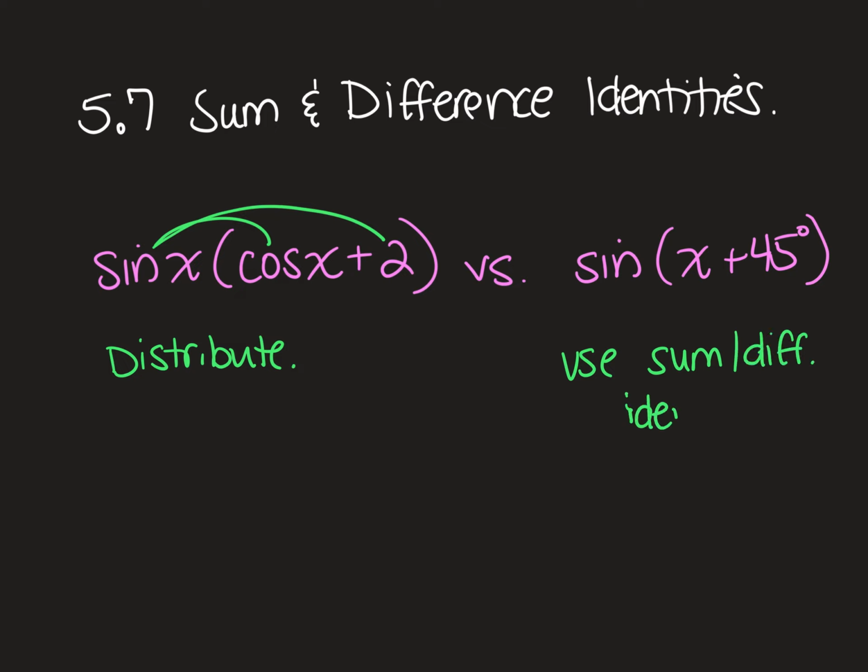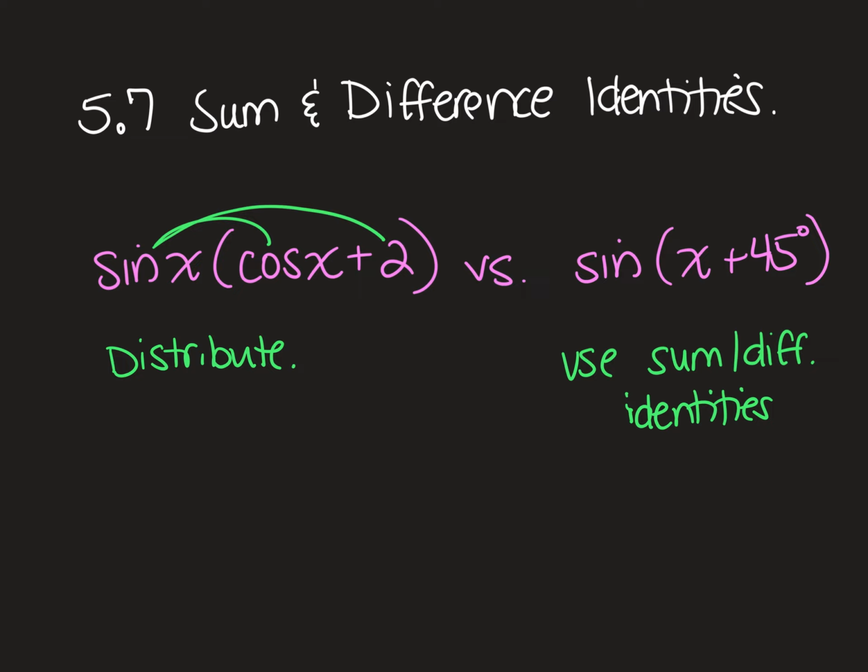I'm going to call them identities because that's what they are. You can think of them as formulas if you'd like, but we cannot distribute here. So a lot of people think, oh, I'll just do the sine of x and the sine of 45. Well, that's not what's happening here. We'd have to find out what this angle is first and then take the sine of it. Okay, so that's what these formulas are going to be used for.